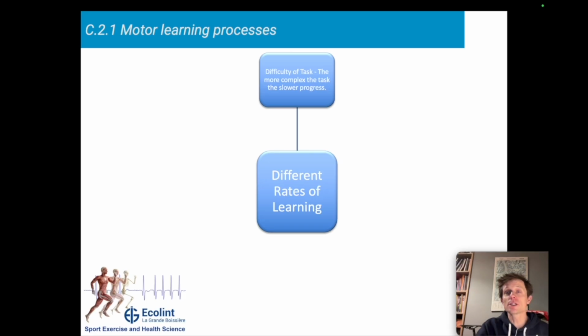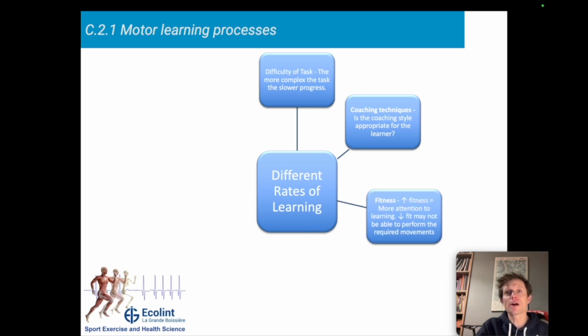Clearly, if somebody is set a more difficult task to learn, it's going to take them longer to acquire or to learn that task. Next up then, we can also consider coaching techniques. We could have an amazing coach, but if that style isn't appropriate for the learner, that's going to slow down the rate at which they acquire that skill.